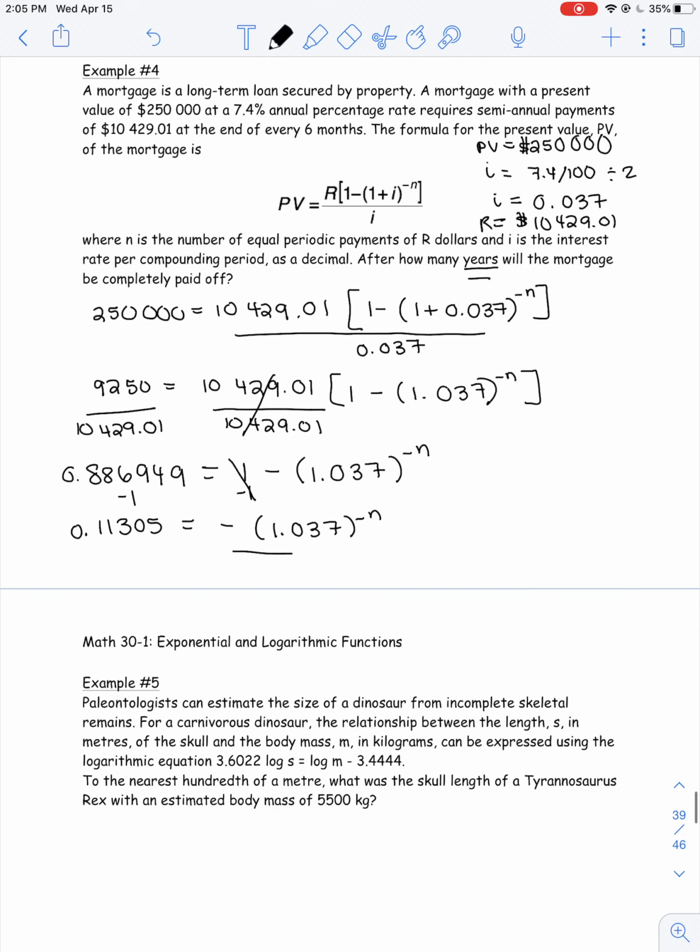Next, I'm going to divide by -1 to get rid of the negative sign. And I get negative 0.11305 equals 1.037 to the power of negative n. And now what we can do is we can put a log on both sides.